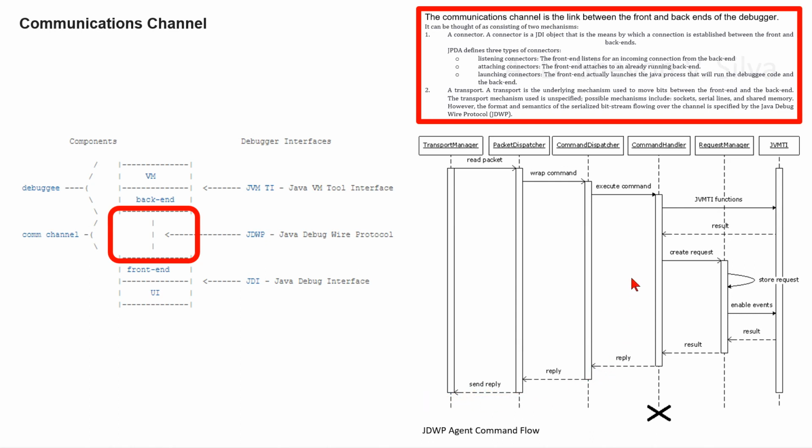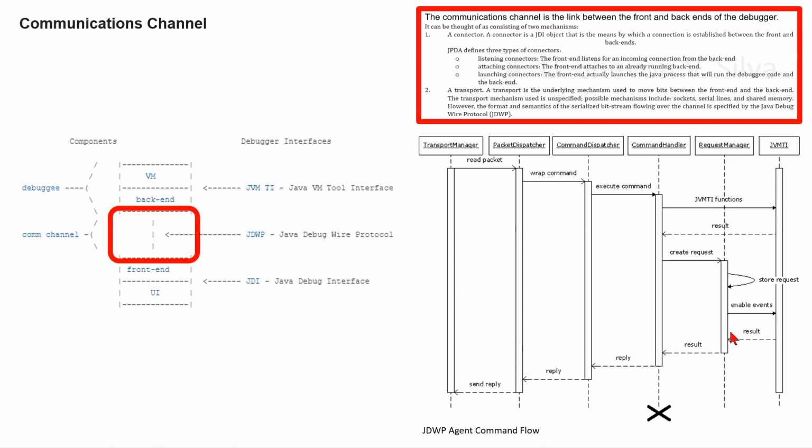For an asynchronous command handler, it saves the command wrapper for processing, starts internal threads to execute the command, and returns control immediately. The started threads execute the command, as in the case of the synchronous handler, and send the reply packet back to the debugger via the transport manager.